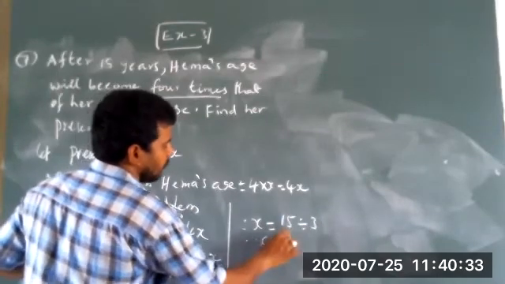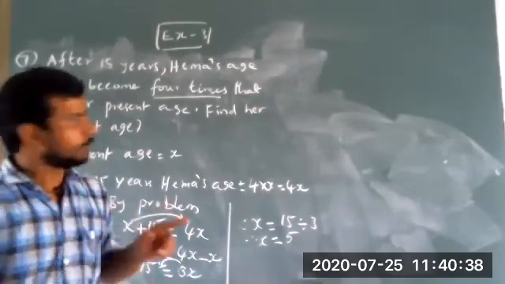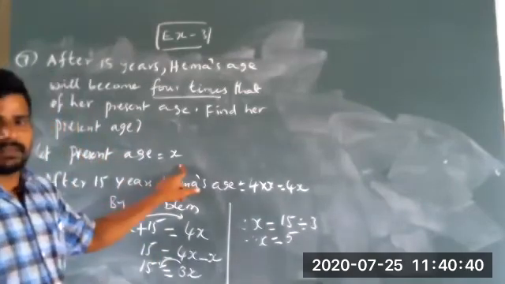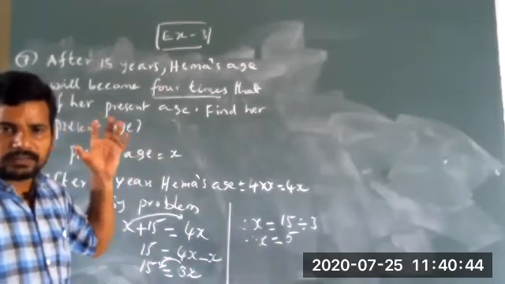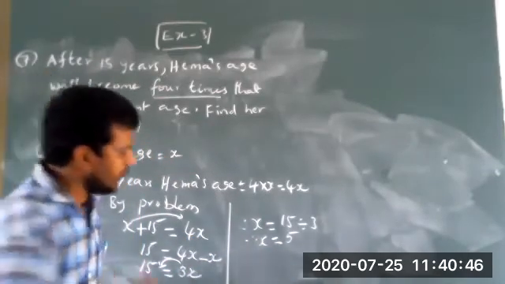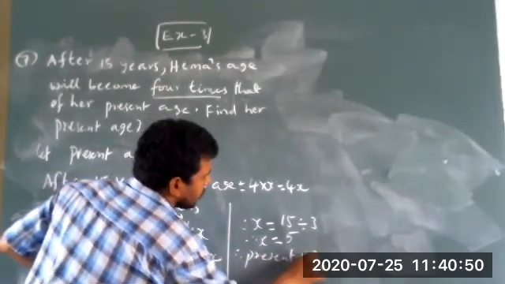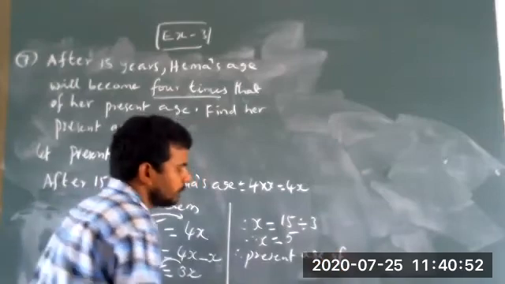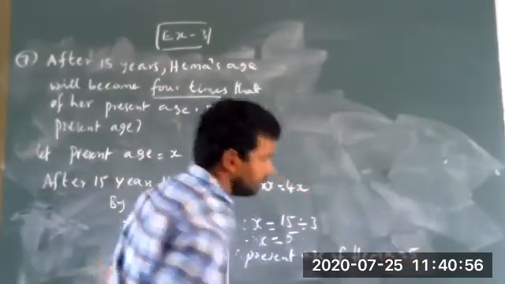What is the answer? 5. So the x value is 5. So present age equal to x. x is equal to 5. So now we have to say that present age equal to how much? 5 years. Present age of Hama equal to 5 years.